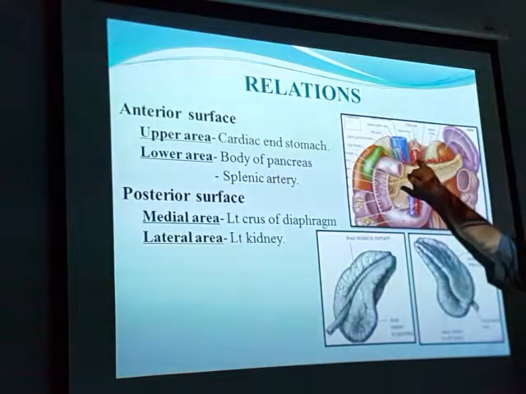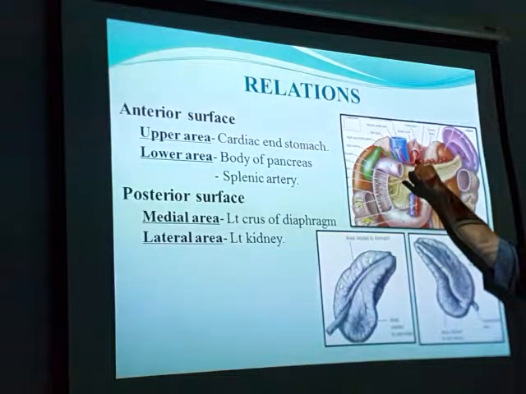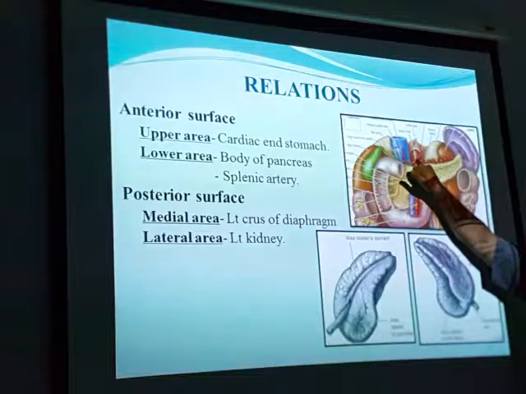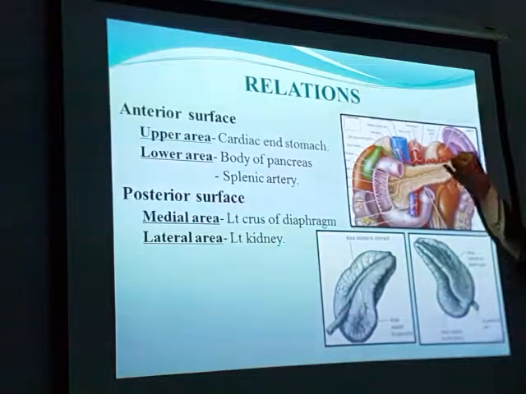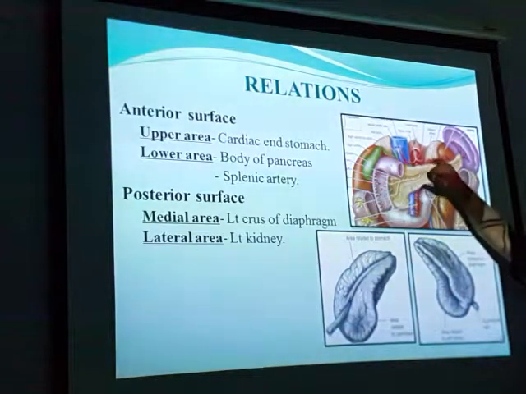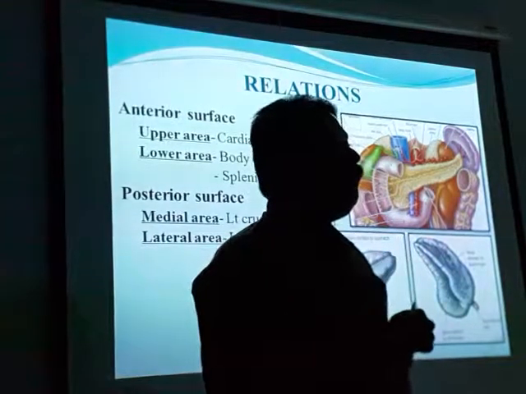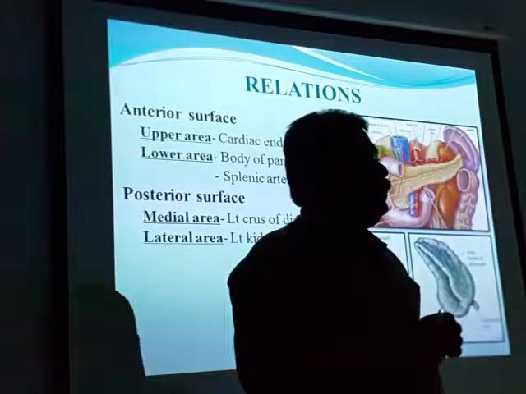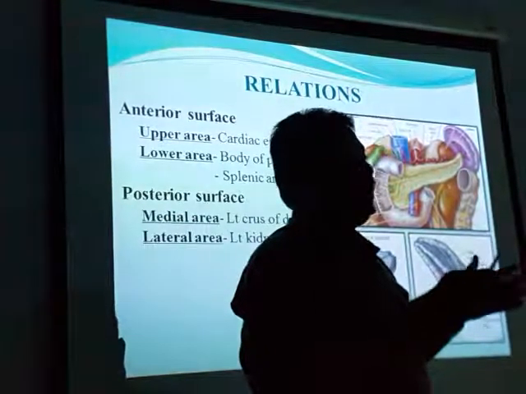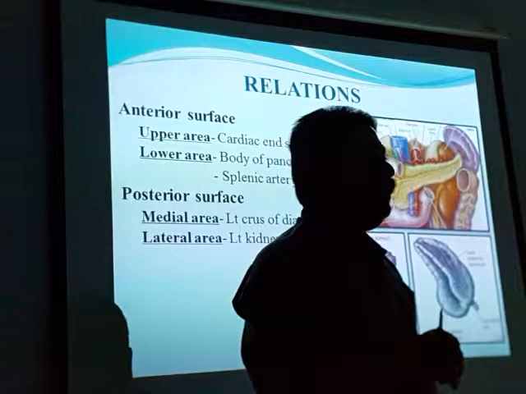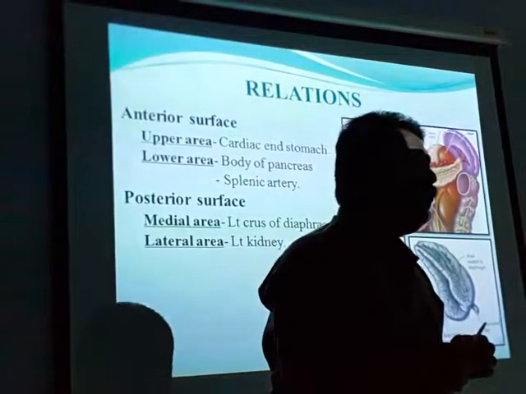What is this? This is the celiac trunk, a ventral branch of the abdominal aorta. From here the splenic artery originates, which shows a tortuous, zigzag pattern. It also gives branches to the stomach.